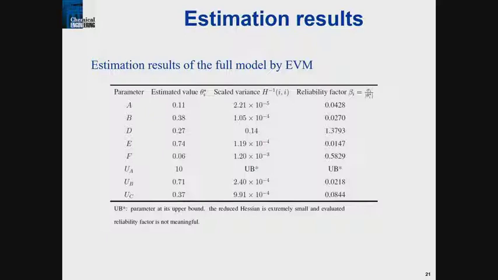And what we have with this solution, you can see that these are the estimated parameters. They're scaled. This is the variance, okay? This is basically the diagonal of the reduced Hessian, okay? And what you see is something very disturbing.